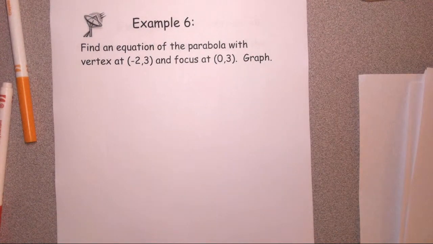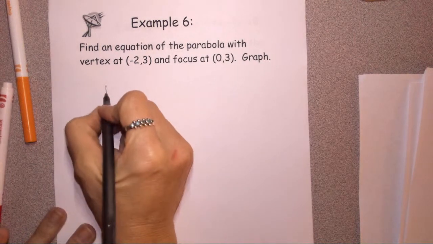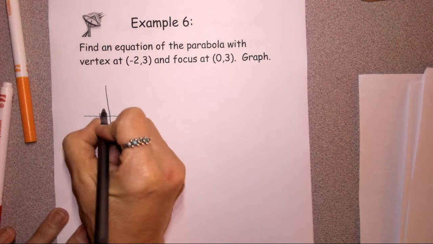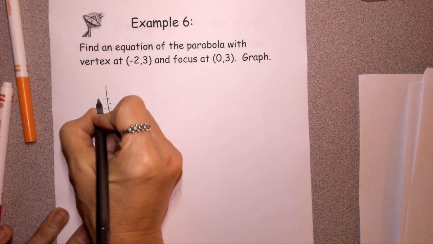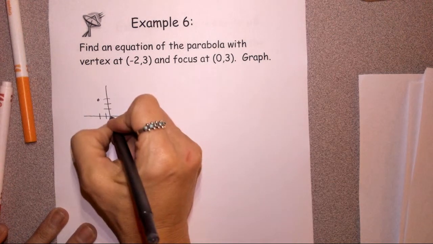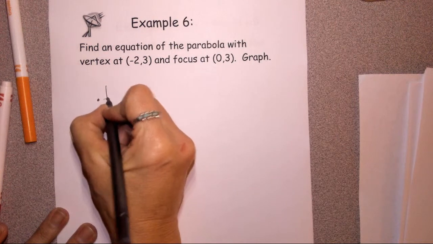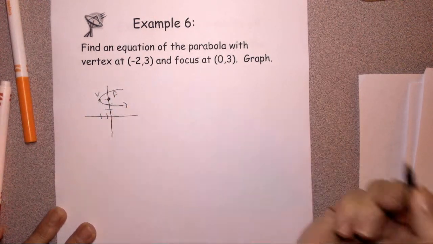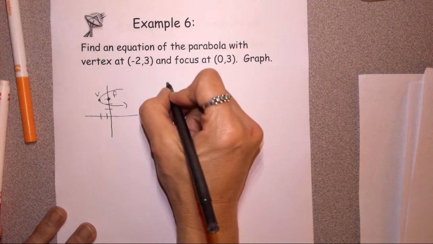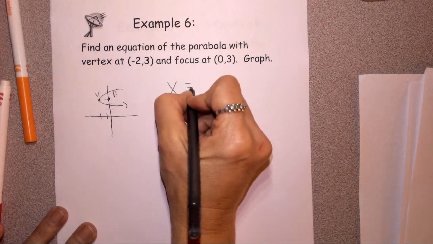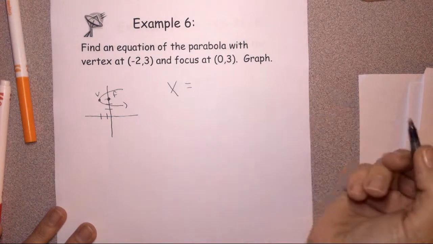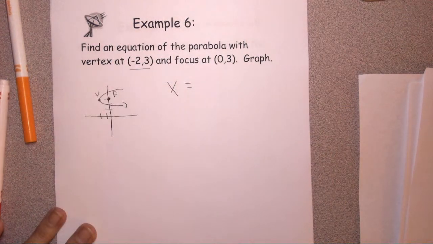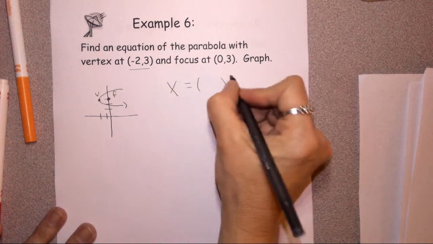All right, find the equation of a parabola with a vertex at -2, 3 and a focus at 0, 3. So vertex, focus. Okay, so I know I opened this way. Because I open to the right, I'm going to have an x equals, and it's going to be positive. But this time, my vertex is not at 0, 0. So that means I'm going to need parentheses.